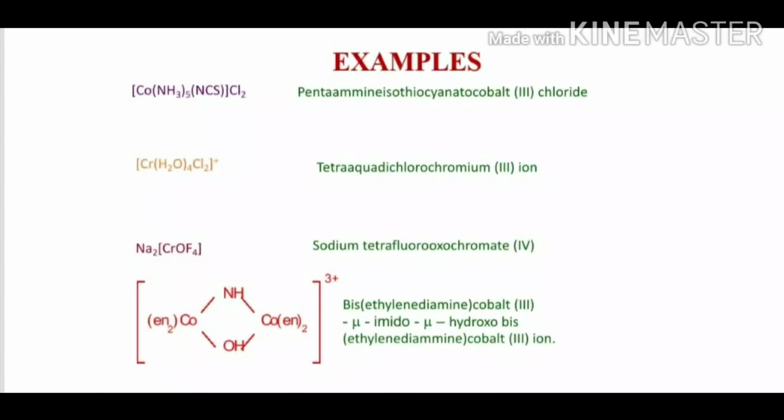So now the name of this complex is pentaammineisothiocyanatocobalt(III) chloride. When you are writing the name of this complex, you should not leave any space between the number of ligands, the name of the ligands, the central metal ion, or even the oxidation number of the central metal ion.